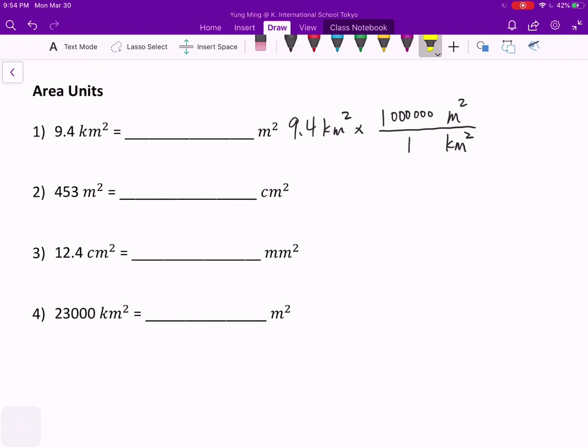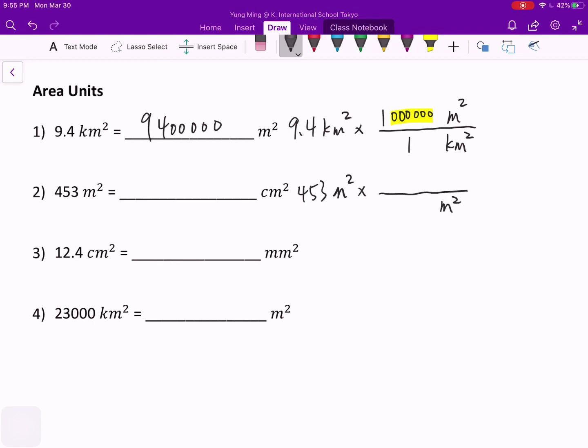Okay, I hope you remember that part. So that means I have to multiply by 1 followed by 6 zeros. Let's count that together: 1, 2, 3, 4, 5, 6. There you go. Number 2, 453 meter square multiplied by, I need to get to my centimeter square.